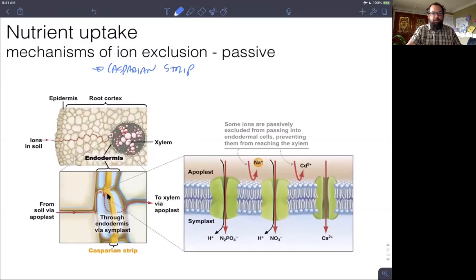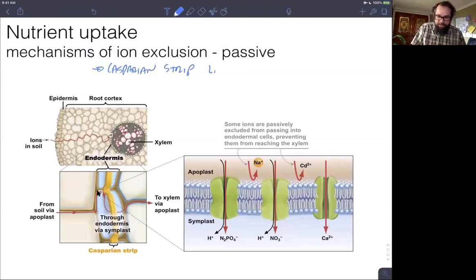But at the endodermis, we have this suberized strip of cells that we call the Casparian strip. This blocks anything from entering the xylem, entering the vascular cylinder in the root, through the apoplast, and so things have to cross that membrane to get into the symplast of the plant. And this is where the Casparian strip can passively exclude ions.